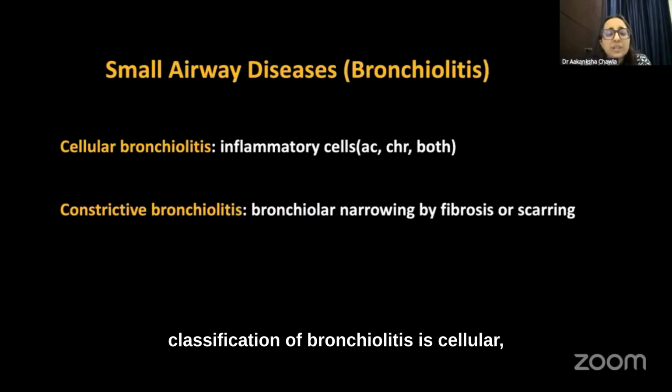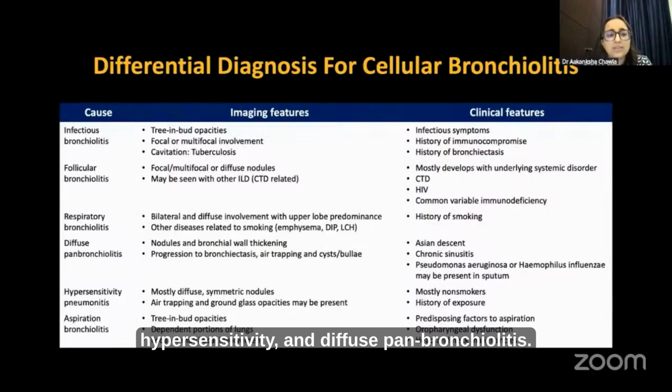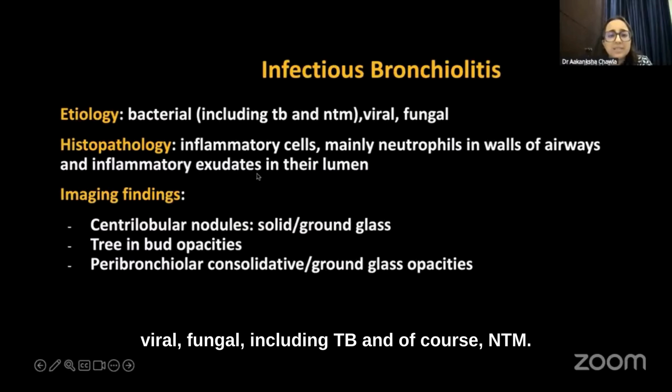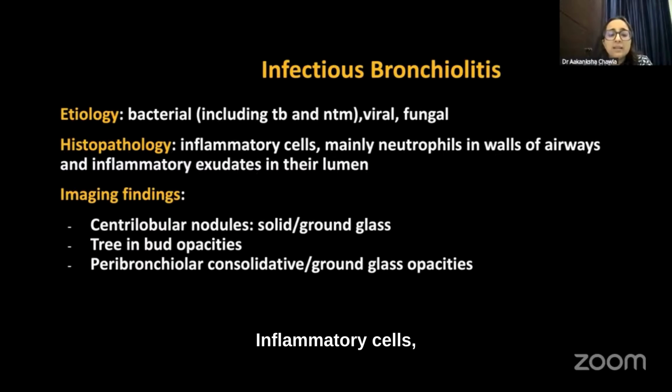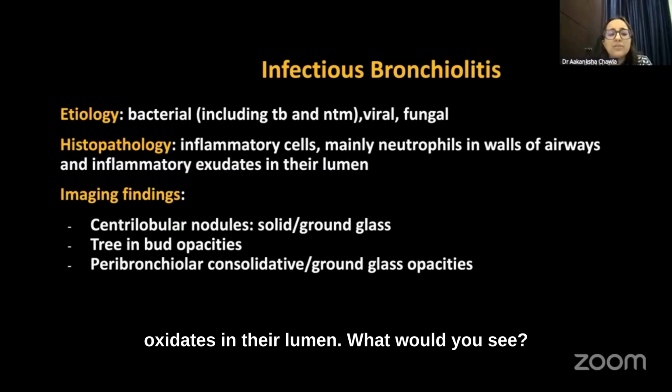Now, classification of bronchiolitis is cellular, which is basically inflammatory, and constrictive, which is bronchiolar narrowing by fibrosis or scarring. Now, cellular bronchiolitis can be infectious, aspiration, respiratory, RBILD, follicular, hypersensitivity, and diffuse panbronchiolitis. Now, in the infectious, the causes can be bacterial, viral, fungal, including TB and, of course, NTM. Inflammatory cells, mainly neutrophils, are in the walls of airways and inflammatory exudates in their lumen.